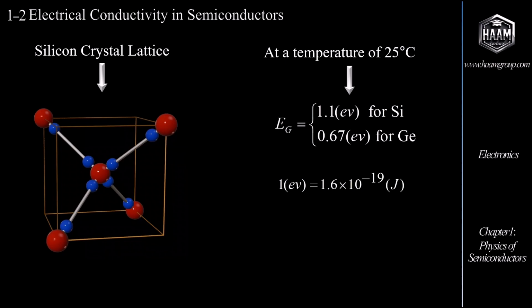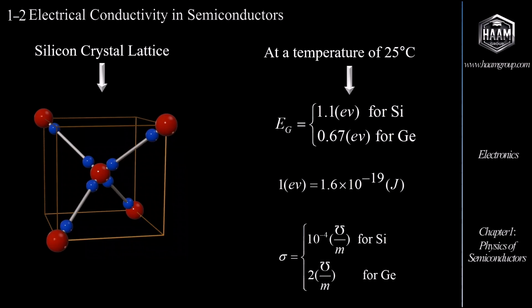Recall that 1 electron volt is equivalent to 1.6 times 10 to the power of minus 19 joules of energy. Since the bandgap energy of semiconductors is much higher than that of conductors, we expect that at normal temperatures, far fewer free electrons will be liberated. Consequently, we expect semiconductors to have much lower conductivity than conductors. And indeed, this is exactly what we observe.